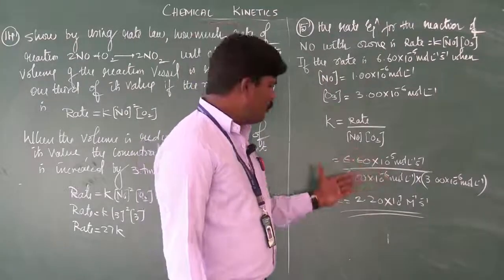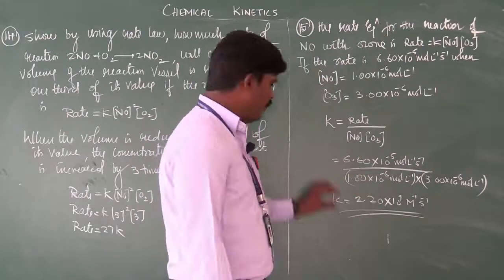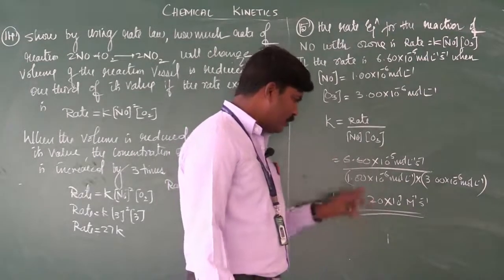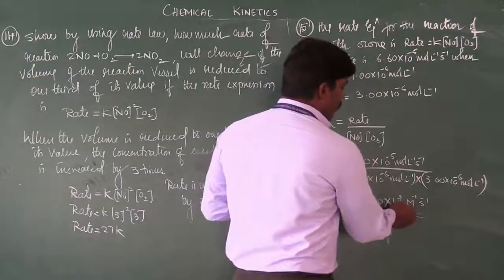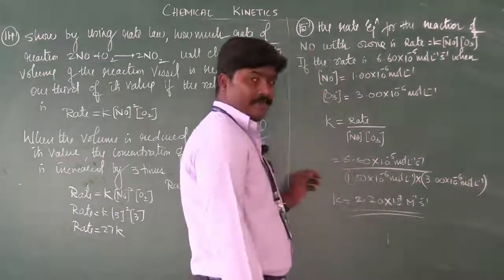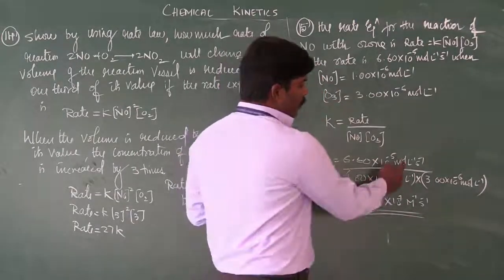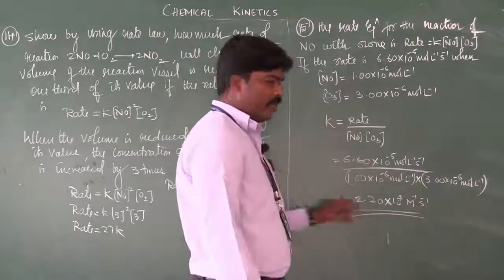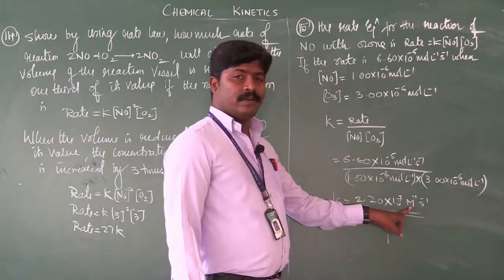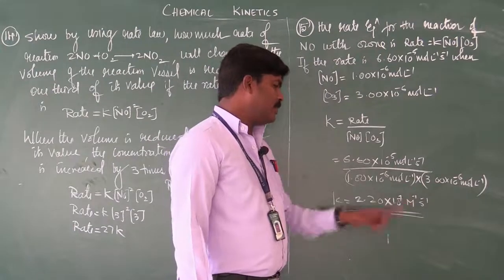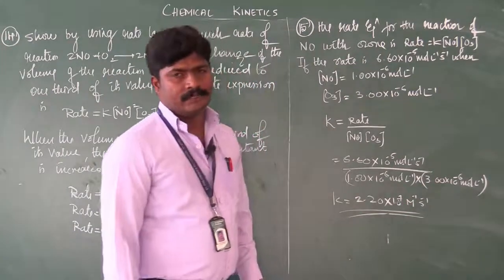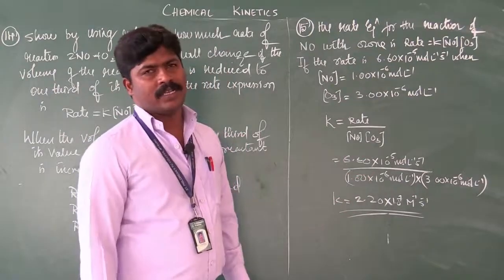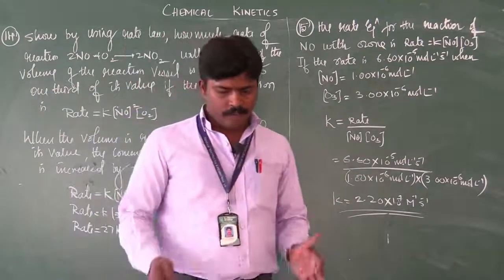Your mathematical expression, you try to simplify it. As you simplify, you get an answer. The answer is 2.20 × 10⁷ per mole, molarity per second. Because mole per liter gets cancelled, you will get per mole liter per second. That's why it is written capital M per second, that is per molar per second, or we can write the expression per mole liter per second. So this is how we could try to solve.